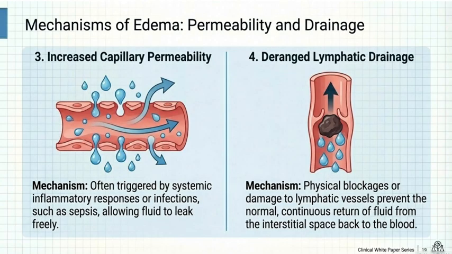Third, increased capillary permeability, commonly seen in sepsis. It allows the fluid to leak freely into the tissues. And fourth, impaired lymphatic drainage. It prevents the removal of interstitial fluid. So overall, edema results from either increased leakage or reduced clearance of the fluid.